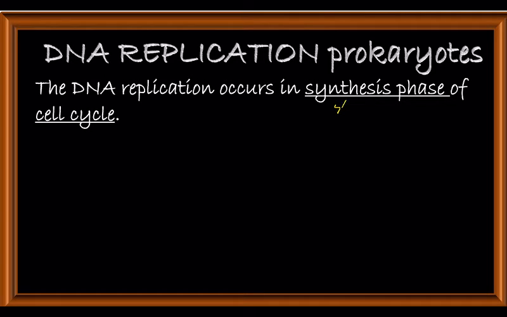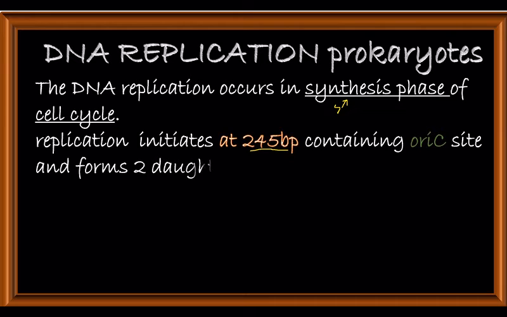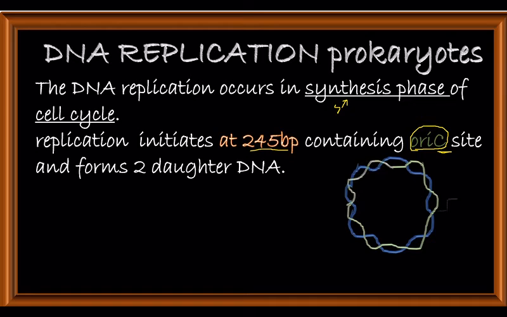In prokaryotes, replication initiates at the 245 base pair containing OriC site, that is origin of chromosomal replication site. The C comes from chromosome. So in this site, the initiation of DNA replication occurs, and at the end of DNA replication, 2 new daughter DNA will be formed. Here you can see the covalently closed circular complex, that is the genome of prokaryotes, which is different from the eukaryotes because eukaryotes have linear form.